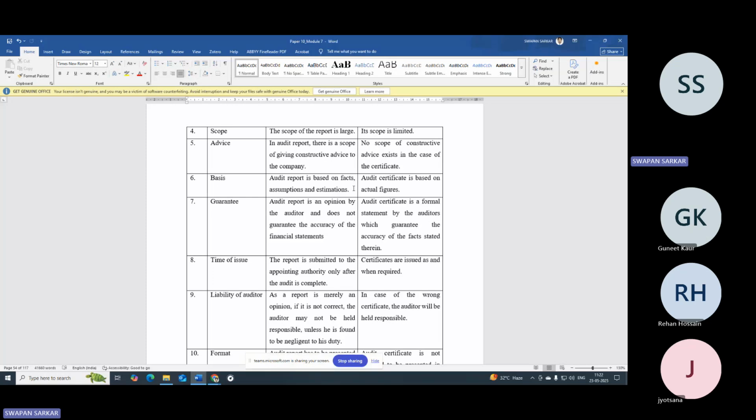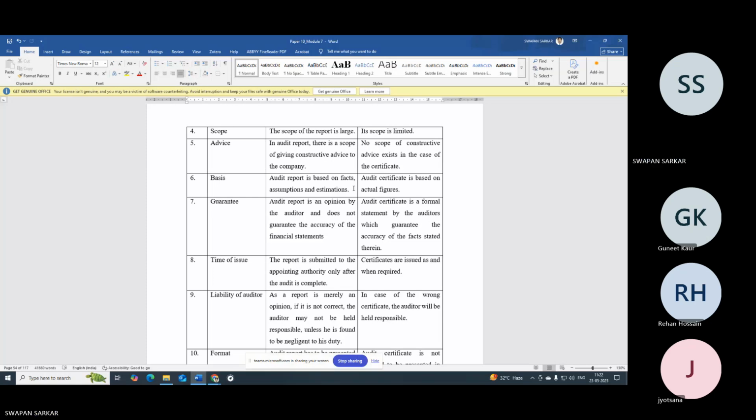An audit certificate is a formal statement by the auditor which guarantees the accuracy of the facts stated therein. Time of issue: the report is submitted to the appointing authority only after the audit is complete. In case of a certificate, the certificate is issued as and when required.